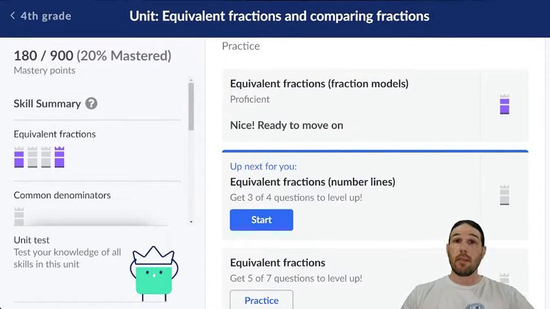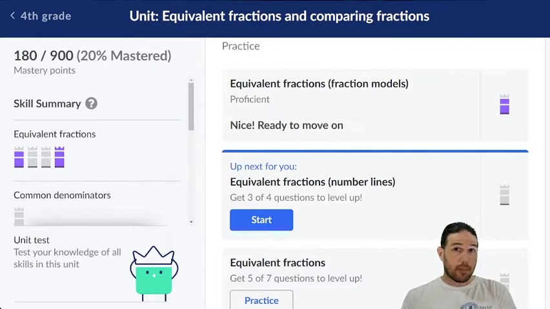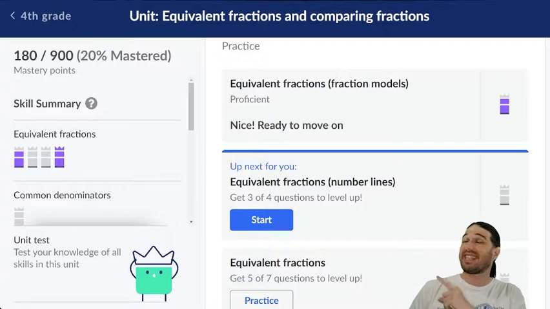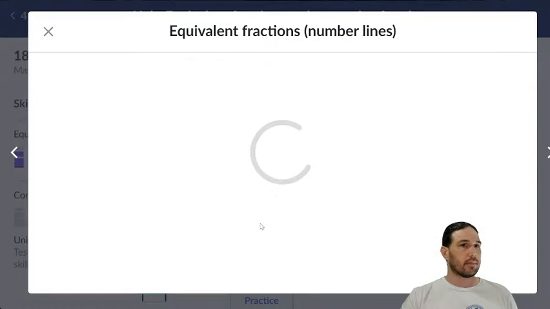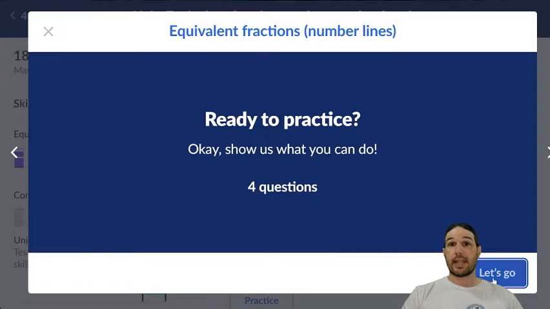Yes. In the last video, I said that I was interested in moving past looking at shapes in order to judge fractions, and this next assignment, this next topic, is exactly what I need. This is equivalent fractions number lines. Let's go.